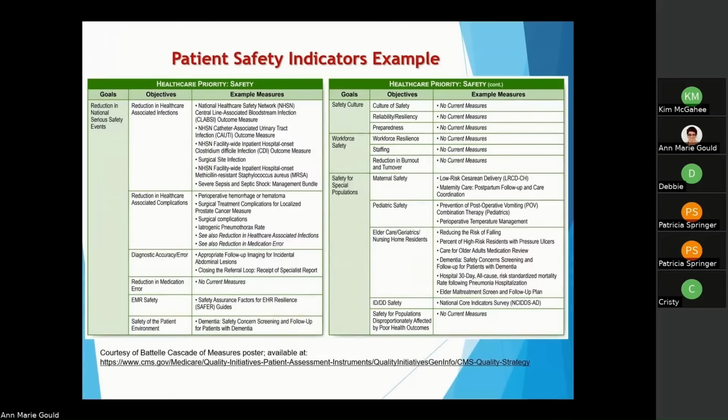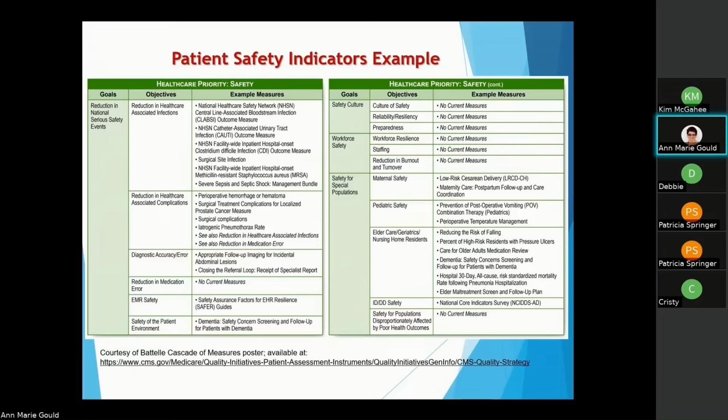And this is just the patient safety indicators, just some examples. We pulled this right out of the cms.gov website. You'll see the link down on the bottom, the address. And this is something from the Battelle Cascade of Measures poster that they submitted to CMS, and CMS thought, well, this was really good. This is what basically the safety measures are when it comes to your PSIs.